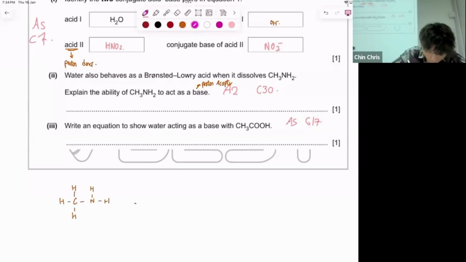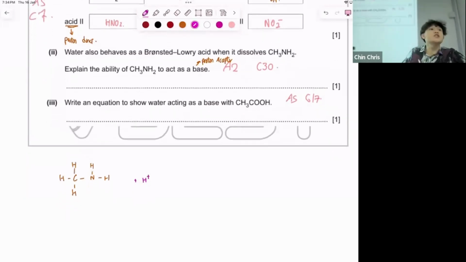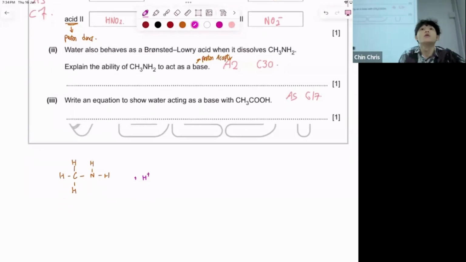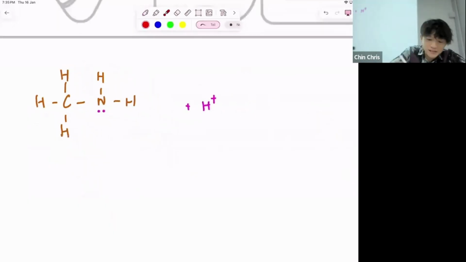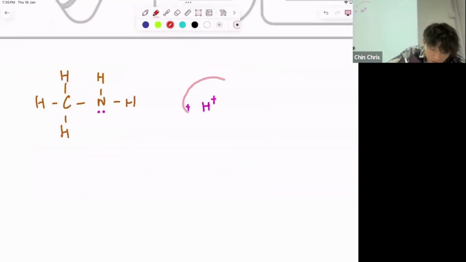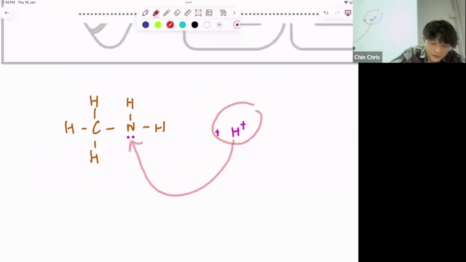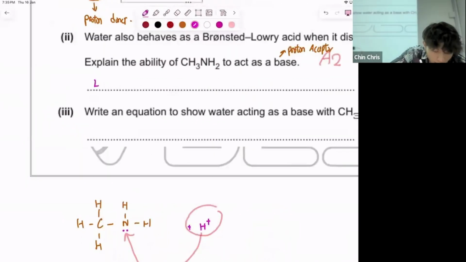If I put a proton here, can anyone tell me where the H plus will go? To which part? To nitrogen. Why? That's a lone pair, right? So where is your answer for lone pair? Again, very simple, right? This H plus goes to the lone pair. So I can mention that your lone pair on nitrogen accepts a H plus, done.